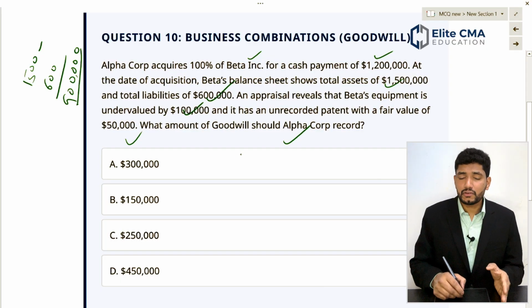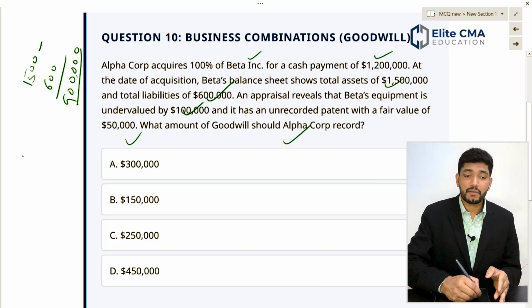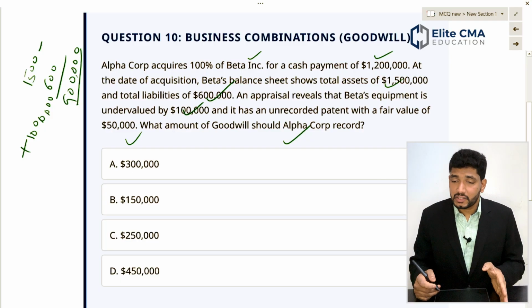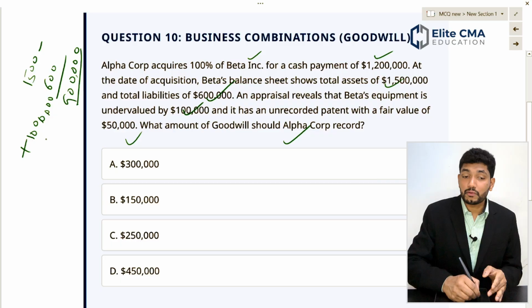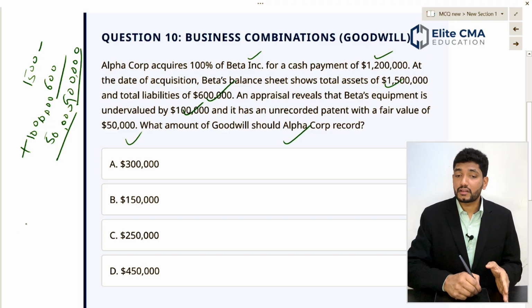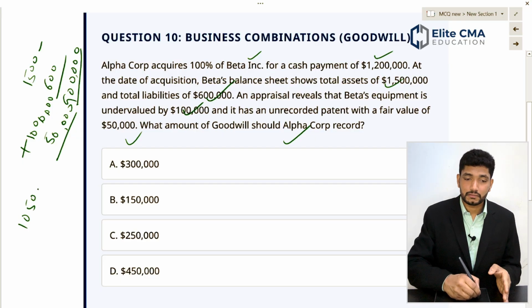With the net asset value, there is an undervalued asset of 100,000. You can write that back into the net asset value. If you add that 100,000, it is 1 million. Plus, it has an unrecorded patent with a fair value of 50,000. This 50,000 you can also add back to the net asset value. The final asset value of this Beta Incorporation is 1,050,000.